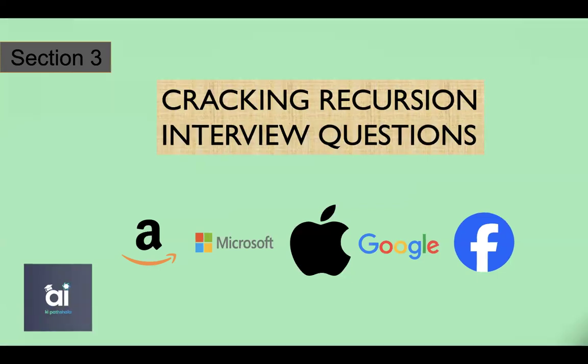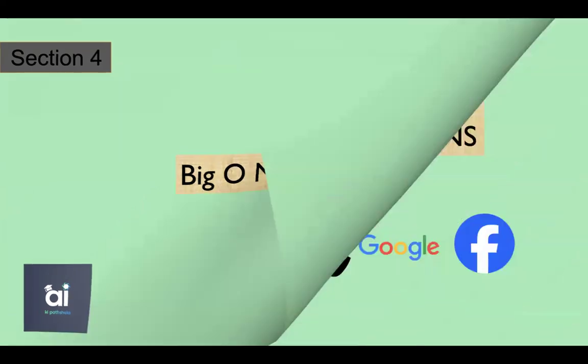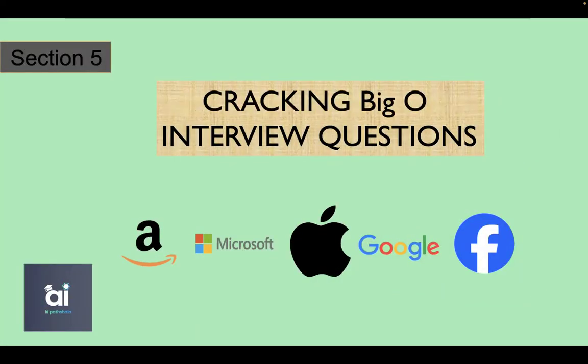Then the next topic is Big O notation. It is a way of describing or talking about the performance or efficiency of the code. So we use this section all the time. And there are many different questions that are related to Big O. So the most asked questions are explained here in this section of cracking Big O interview questions.